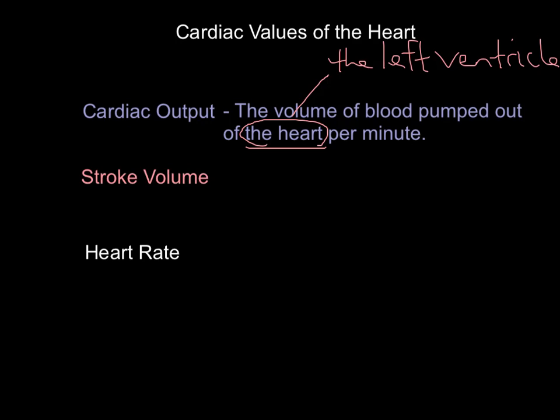But if you panic and you think, I can't remember which ventricle it is, doesn't matter. You are still going to get the mark for saying the volume of blood pumped out of the heart per minute. But you've got to get per minute for cardiac output.